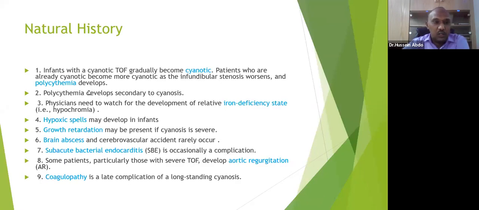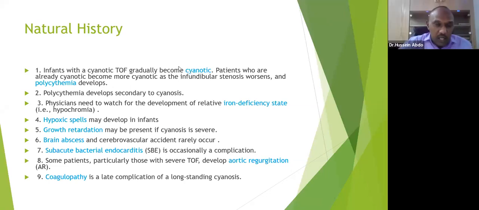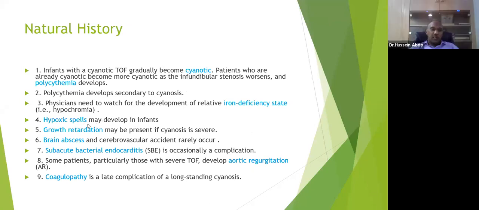What's the natural history of this patient? If not treated, they will become more cyanotic, and they will develop polycythemia and hypoxic spells, and the chronic illness will cause growth retardation.